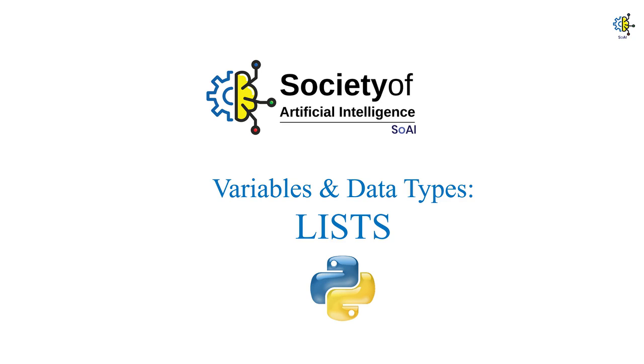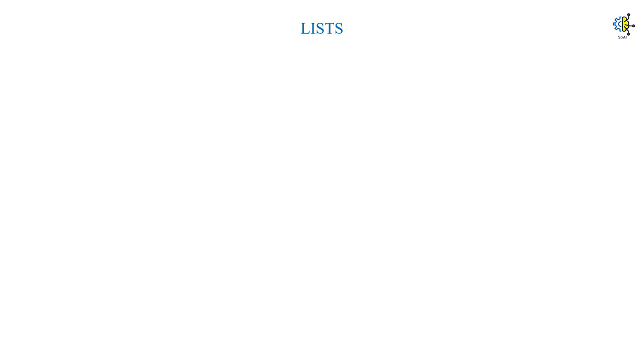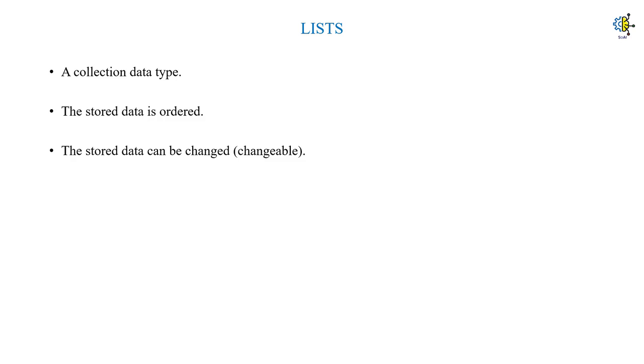Today, we will be studying the list data type in detail. What are lists? We know that the list is a collection data type in which the stored data is ordered and can also be changed, which means that lists are changeable. Lists are written using square brackets or can be made using the list constructor.